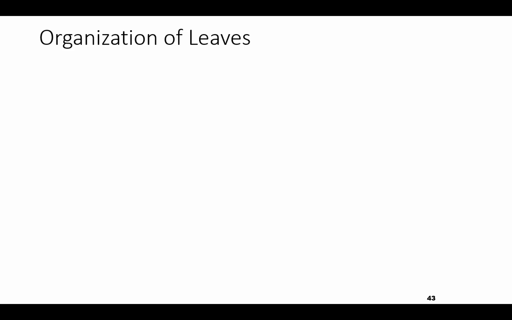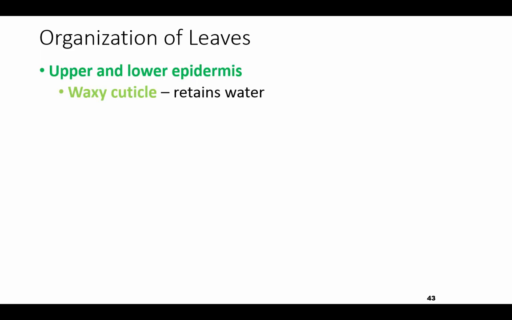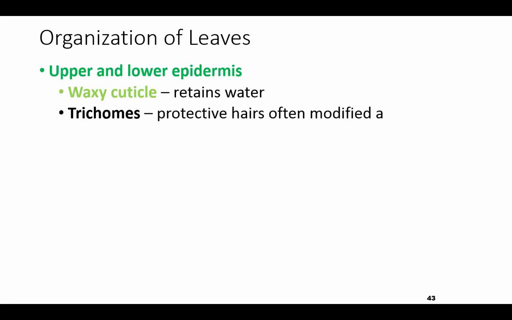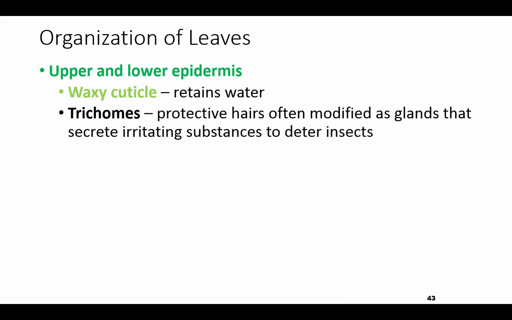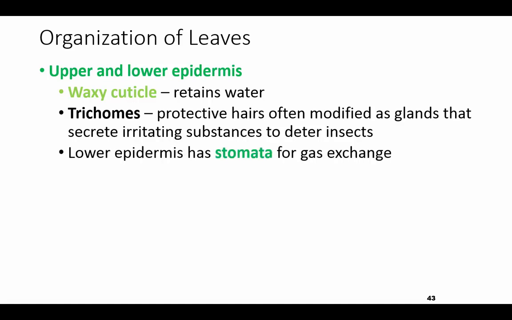Now looking at the leaves, and you'll have a lab on your leaves, you have an upper and a lower epidermis, and you have the waxy cuticle to help it retain water, and those protective hairs on some of them that secrete these irritating substances to keep them from being eaten, called trichomes. And then the lower epidermis has the openings, the stomata, for gas exchange.